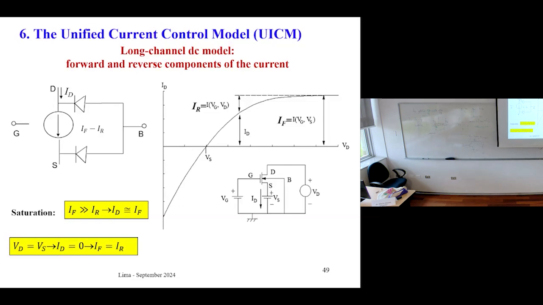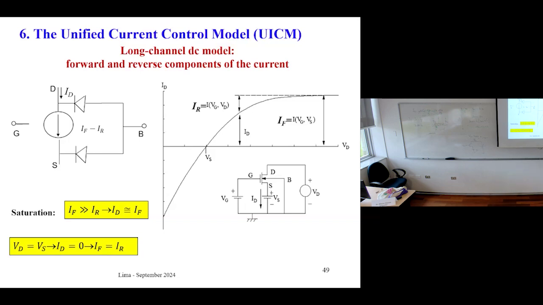So, if you are not changing the conditions of the source, in this curve the source voltage is constant along the whole curve, I would say that at each point the drain current is IF minus IR. The component which is varying here is IR, which depends on VD, while IF depends on VS. So if I measure a drain current here, and if I already know the value of IF, I can conclude that this difference is due to IR.